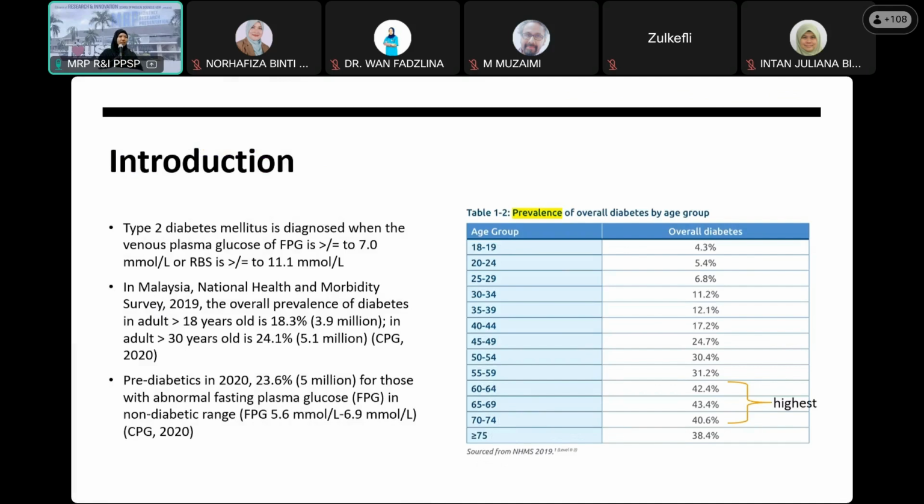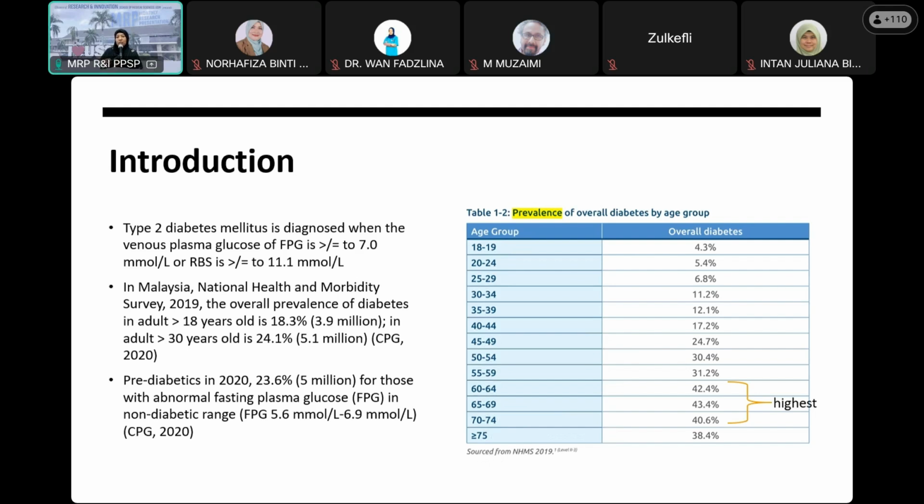As for the introduction, we know that the overall prevalence of diabetes in adults more than 18 years old is 18.3%, which is equivalent to 3.9 million. For adults more than 30 years old it is 24.1%, which is equivalent to 5.1 million. This is taken from the CPG Diabetes 2020, and I believe this CPG has not been updated yet, so we have a figure from 6 years before. For pre-diabetes, we have 23.6%, so about 5 million of them.